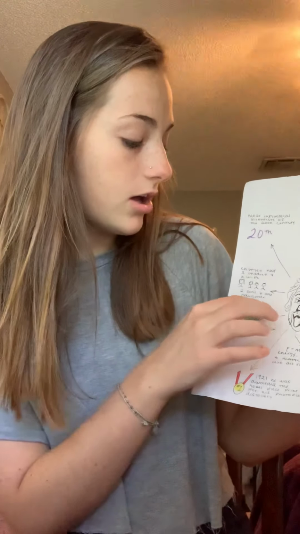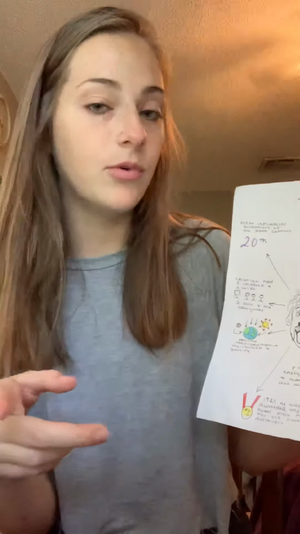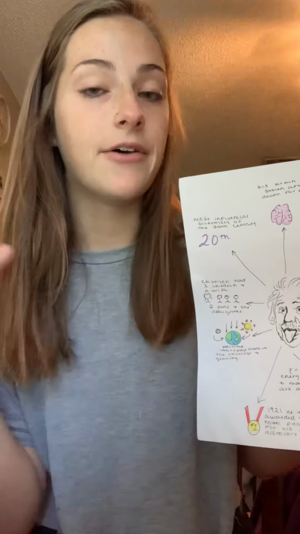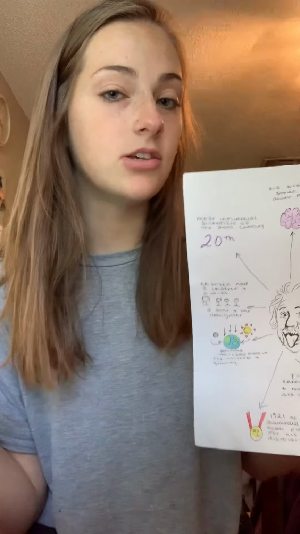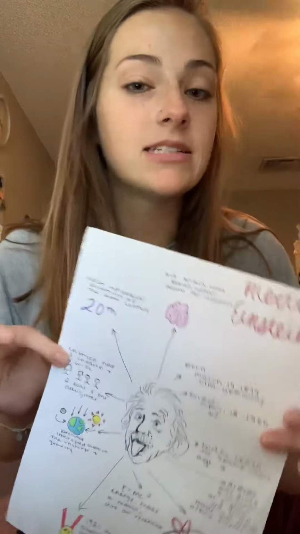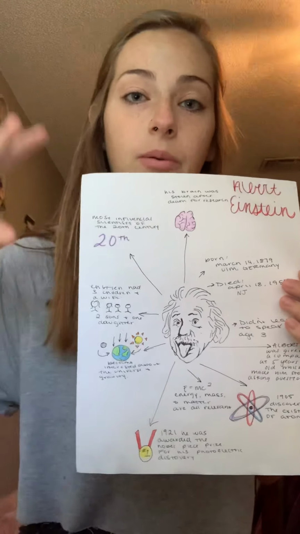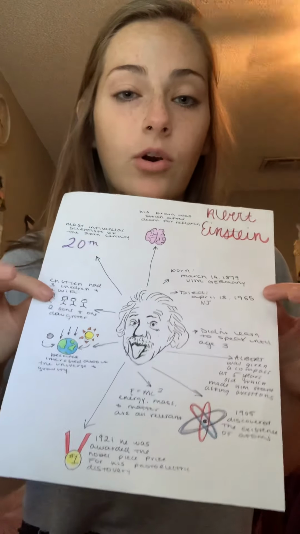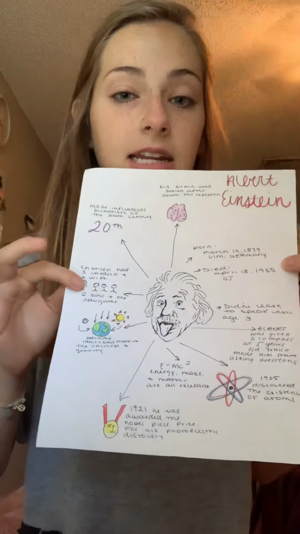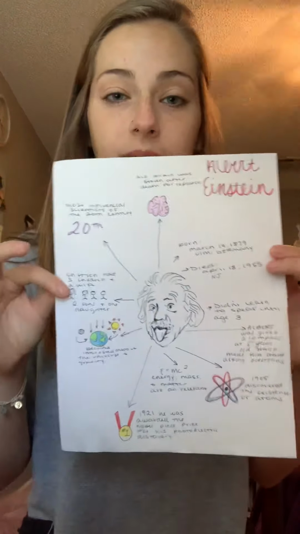I also drew a little earth and sun and a moon. He became really interested in outer space and gravity, so that's what helped him discover E equals mc squared. I just wanted the students to be able to write facts and draw pictures, anything that would help them remember Albert Einstein for who he was and what he did. So that was my little web and my scientist.